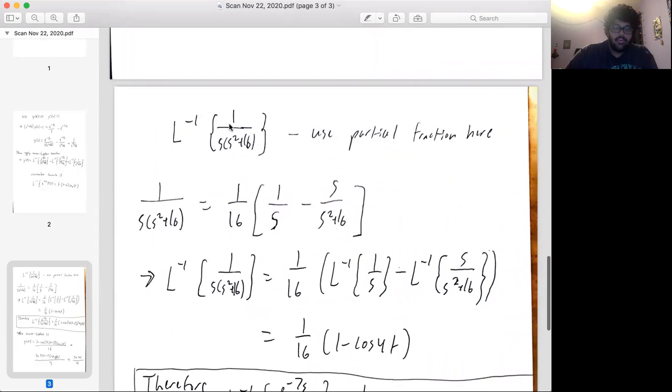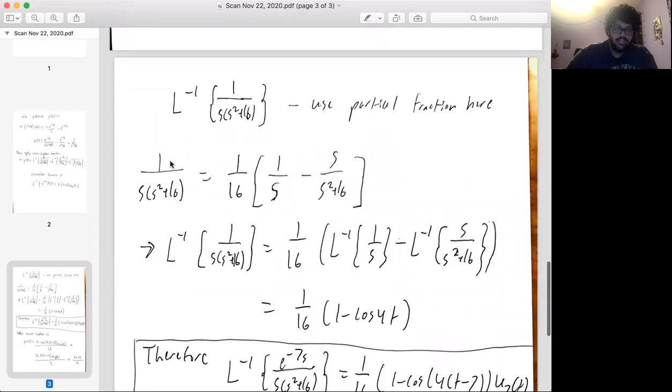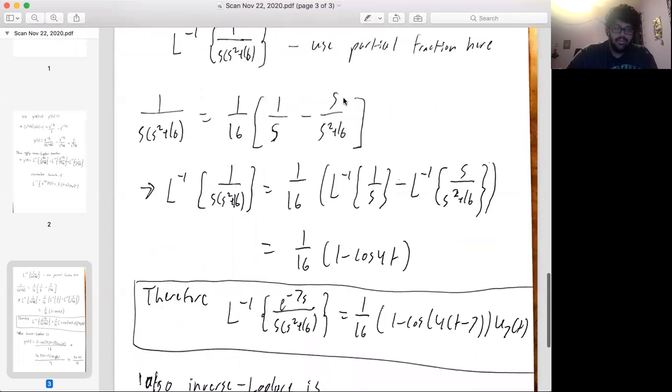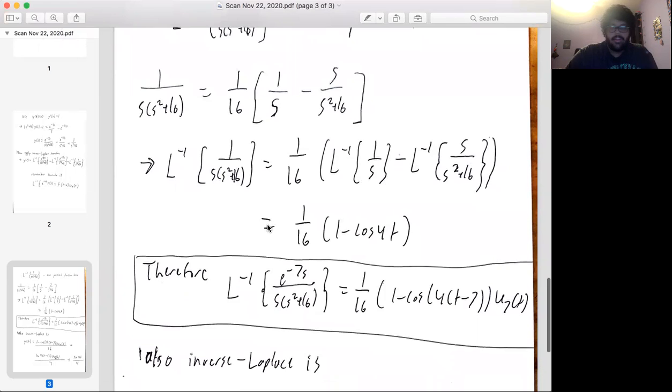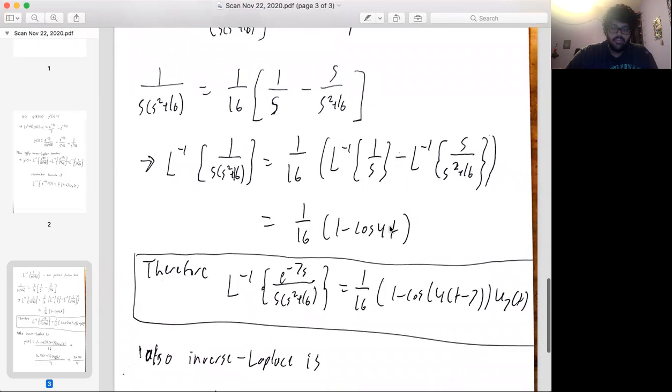First you're going to take the partial fraction, which you can do with this. So you're going to set 1/(s(s² + 16)) equal to 1/16, that's the partial fraction part, times (1/s - s/(s² + 16)). Then you're going to input that into the inverse Laplace equation, where you take the inverse Laplace of 1/(s(s² + 16)) equals 1/16 times the inverse Laplace of 1/s minus the inverse Laplace of s/(s² + 16). And then you're going to end up with 1/16 times (1 - cos 4t).